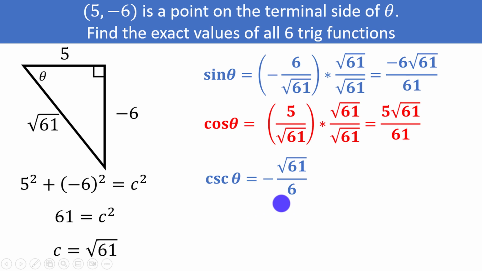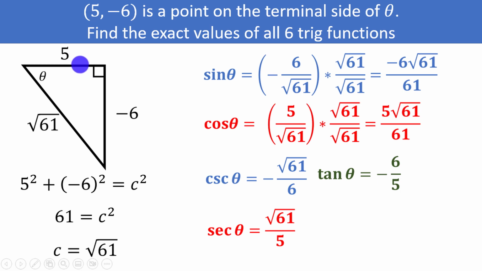Secant of theta is the reciprocal of cosine, so perhaps I would take the reciprocal of this expression right here, and I would have the square root of 61 over 5, or I could take hypotenuse over adjacent, which is the square root of 61 over 5, the exact same answer. Tangent, on the other hand, is opposite over adjacent, or negative 6 over 5, and cotangent will be the reciprocal, or negative 5 over 6.